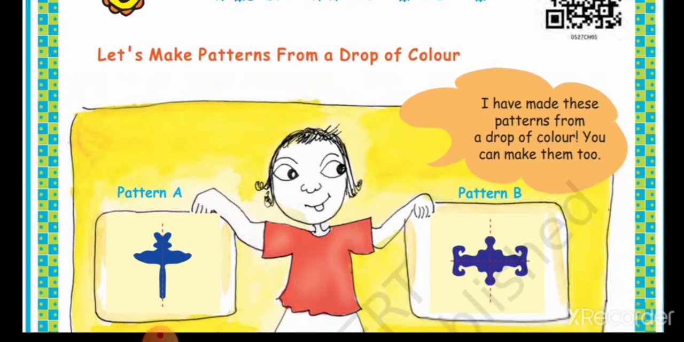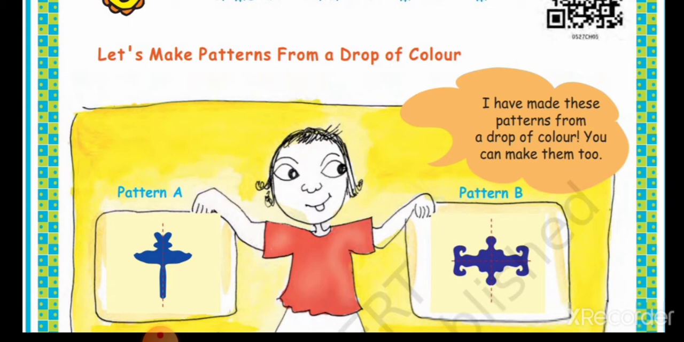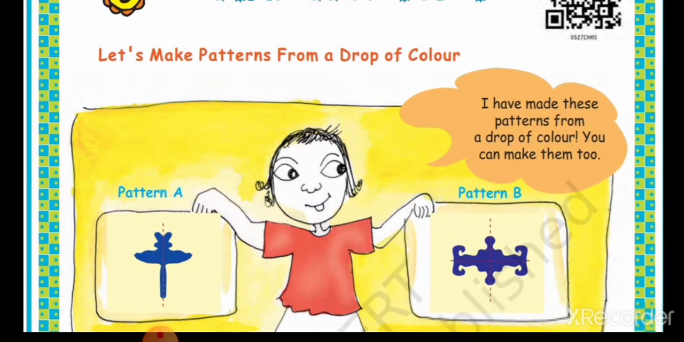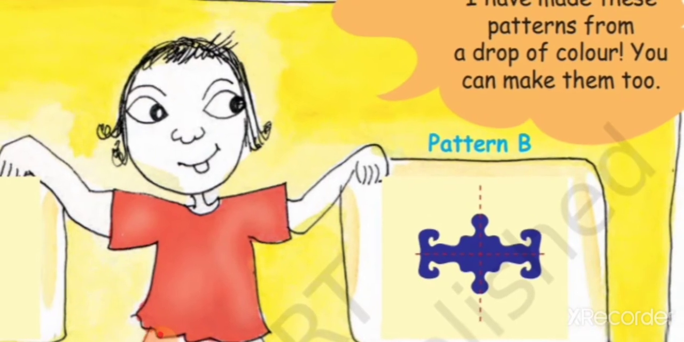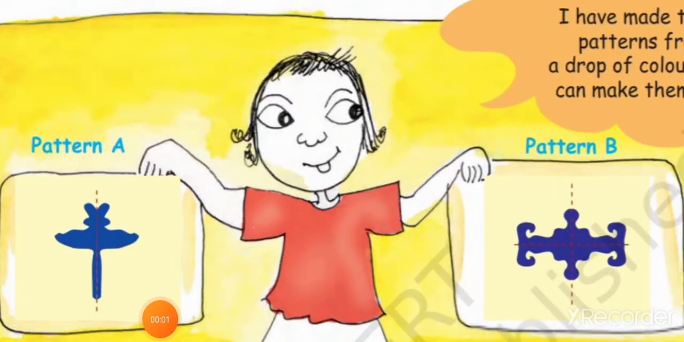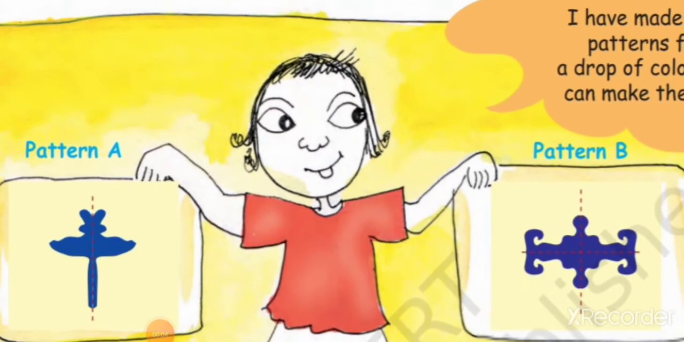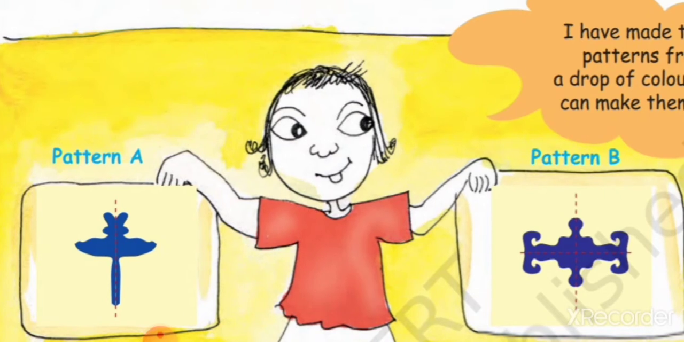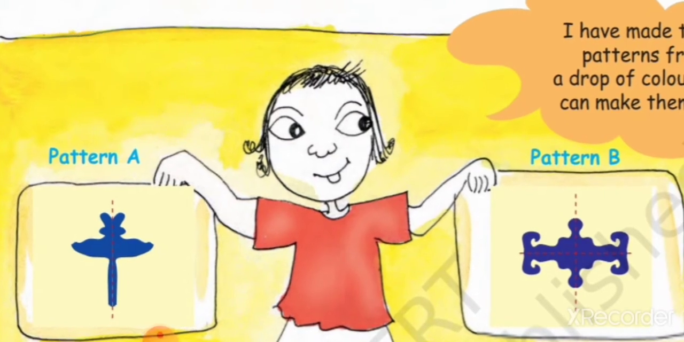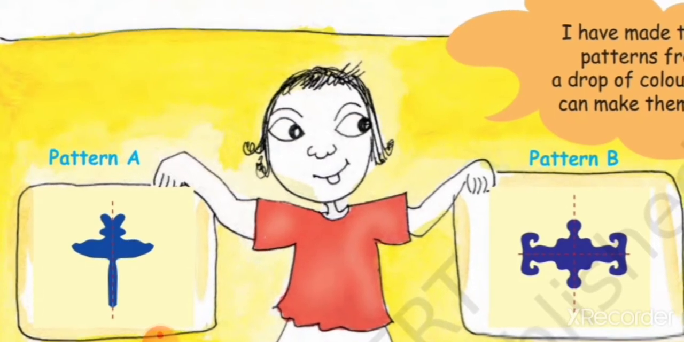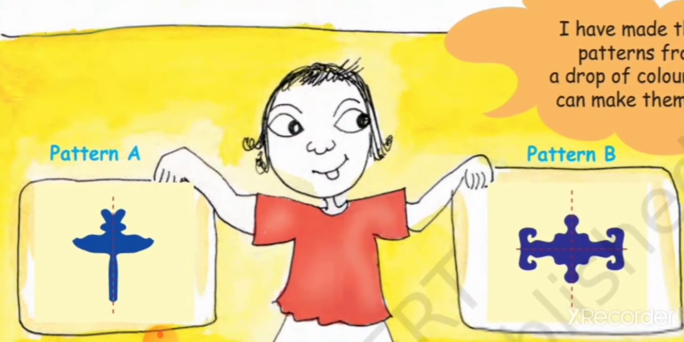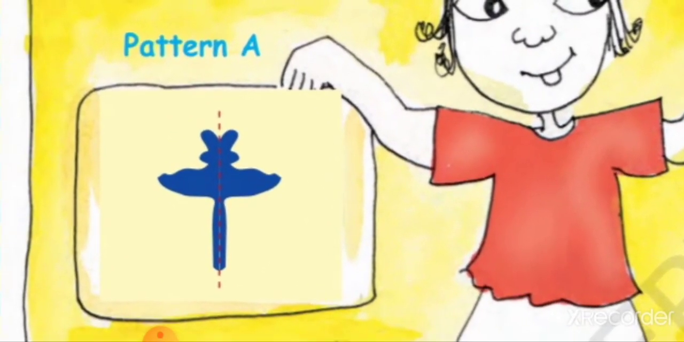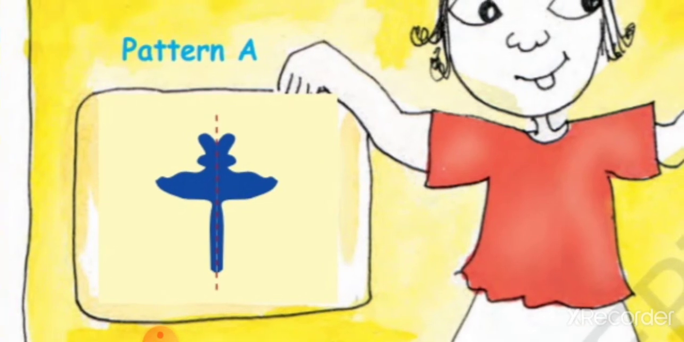Students, look here. Pattern A is in my right hand. Pattern B is in my left hand. Students, let's see pattern A and pattern B. The two patterns are equally separated. It is called symmetric or mirror. Students, the short definition of mirror: objects are the same on both sides of a line, usually in the middle.